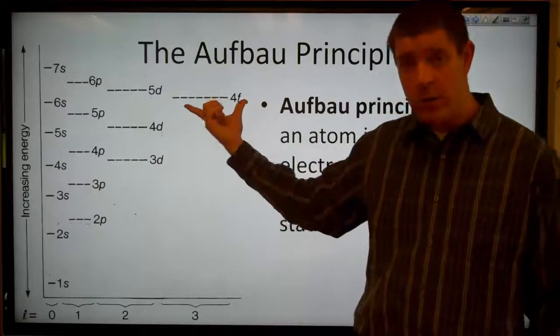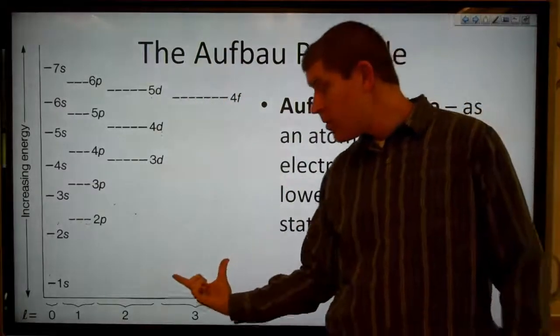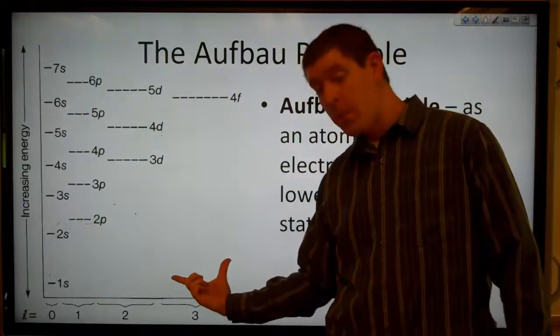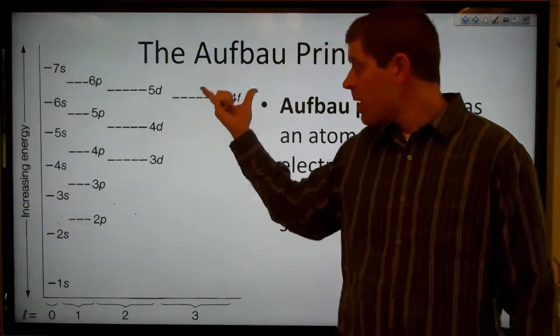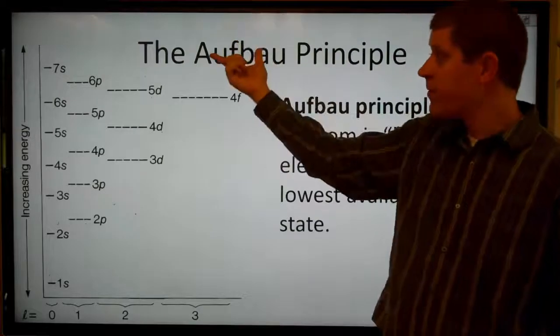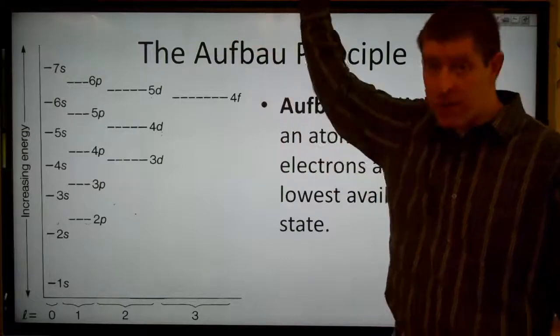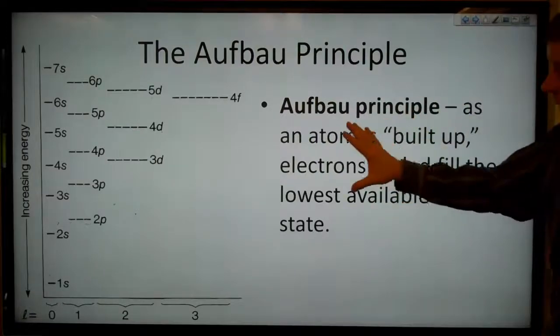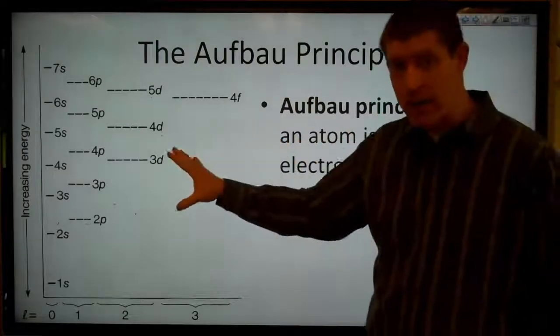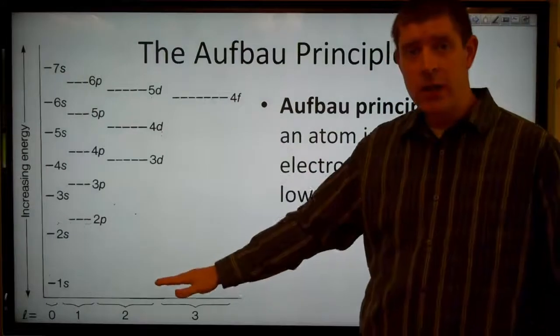There's only one that's pictured here. We have just a 4f. We have no 1f or 2f or 3f, but there is a 5f that isn't pictured, a 6f and 7f, and so on, going all the way up to infinity. But what the Aufbau principle is saying is that when we go to add an electron, we're going to put it into the lowest available state.